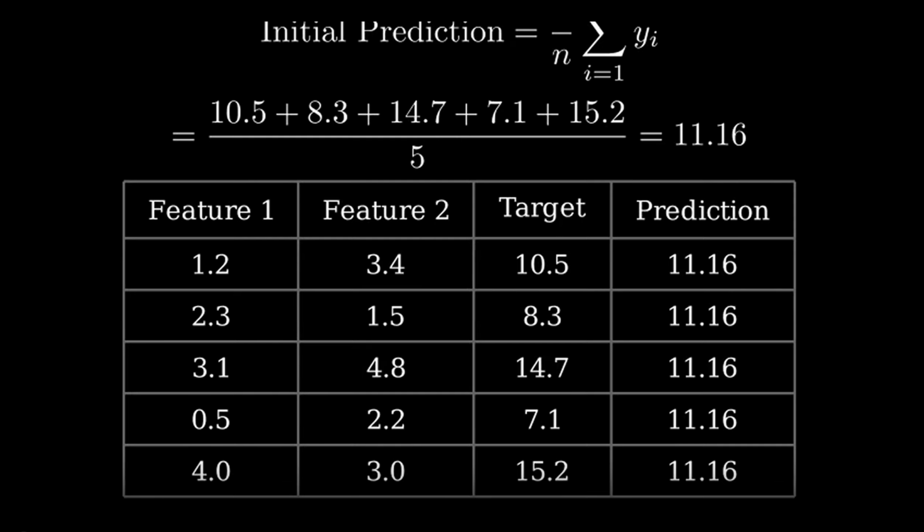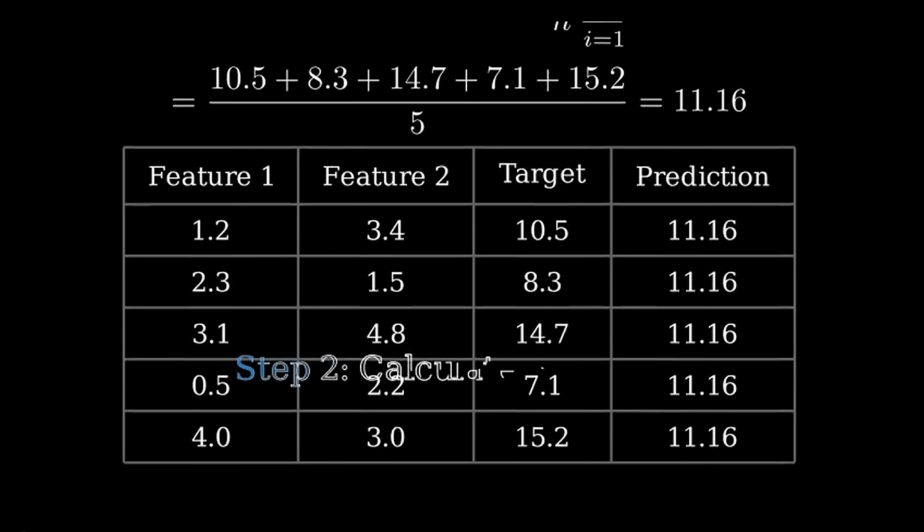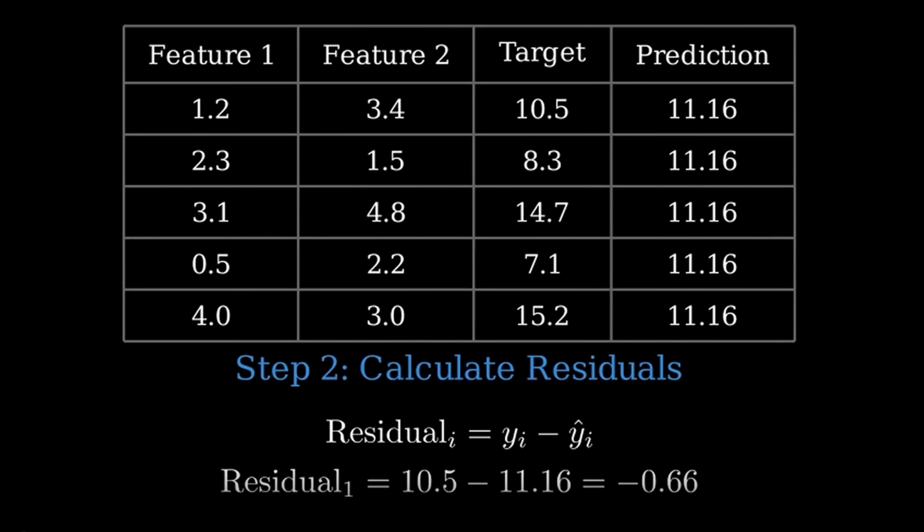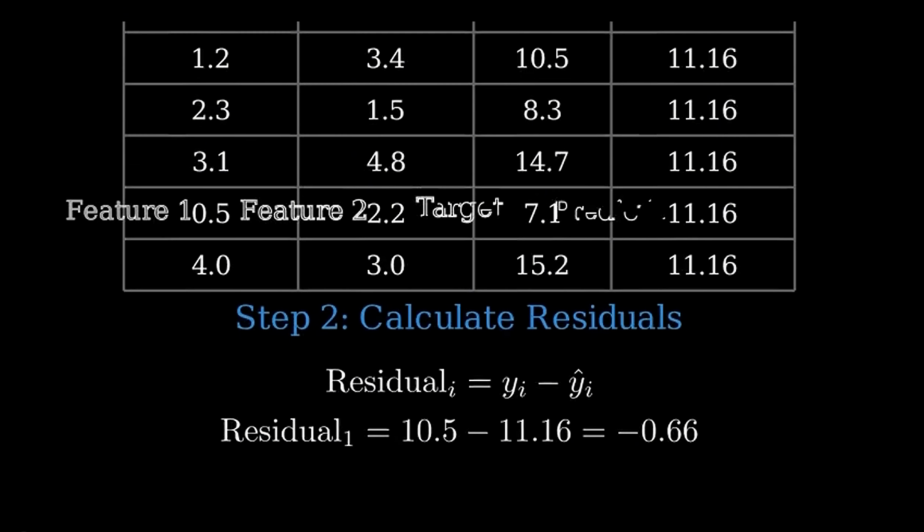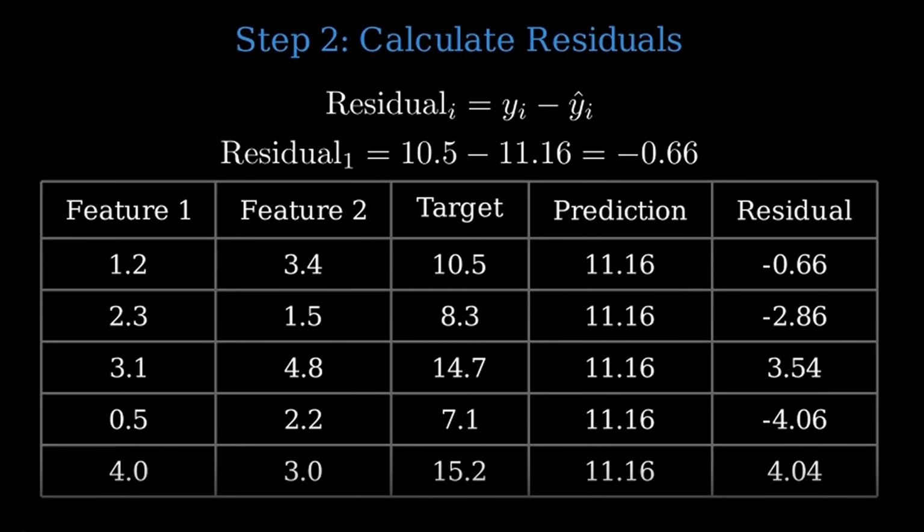Step 2. Calculate the residuals for each sample. The residual is the difference between the actual target value and our prediction. For example, the residual for the first sample is 10.5 minus 11.16, which equals negative 0.66. Here are all the residuals for our samples.